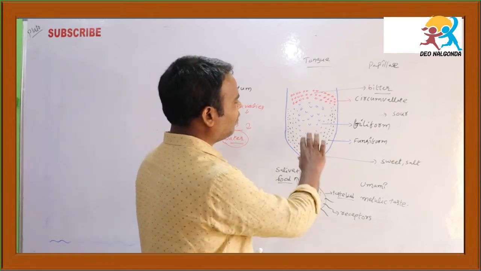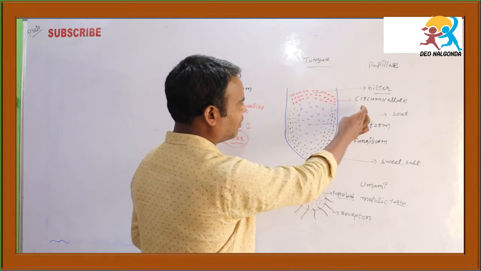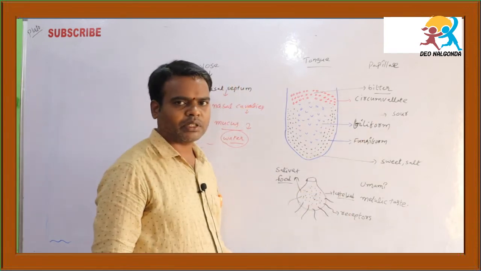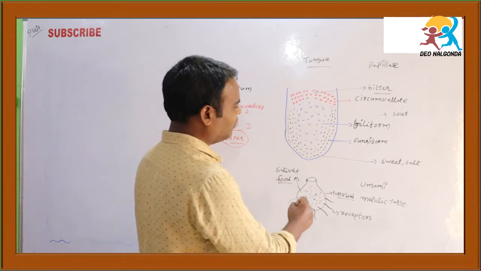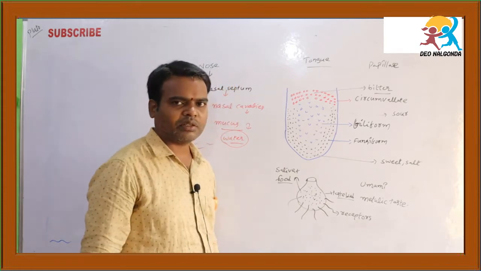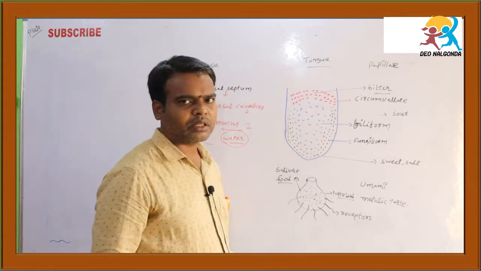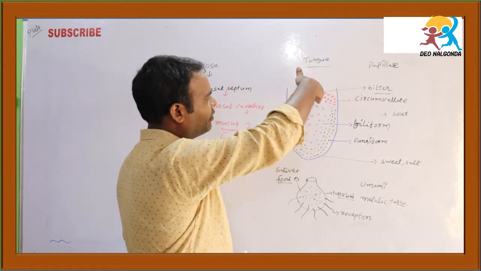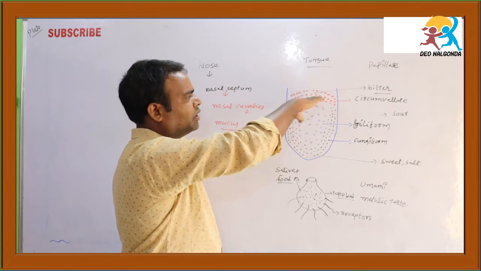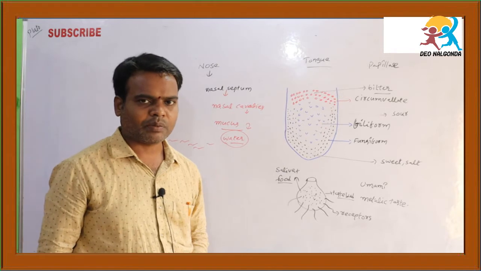So anyway, papillae are present on the tongue. Three types of papillae are present: circumvallate, filiform and fungiform papillae. Mostly at the tip of the tongue you find the sweet and also salt related receptors. At the borders you find the sour receptors, and going behind, near the throat region, at the back of the tongue, bitter receptors are present.